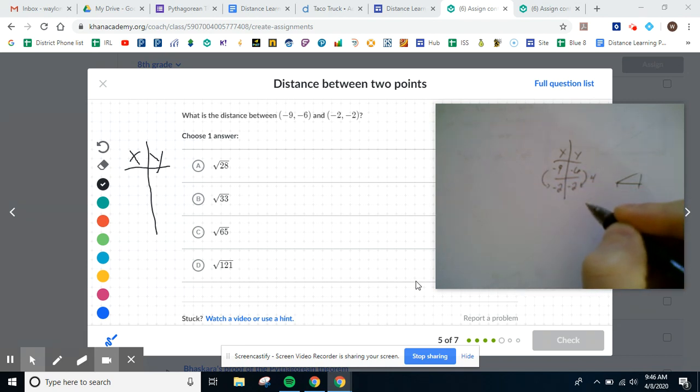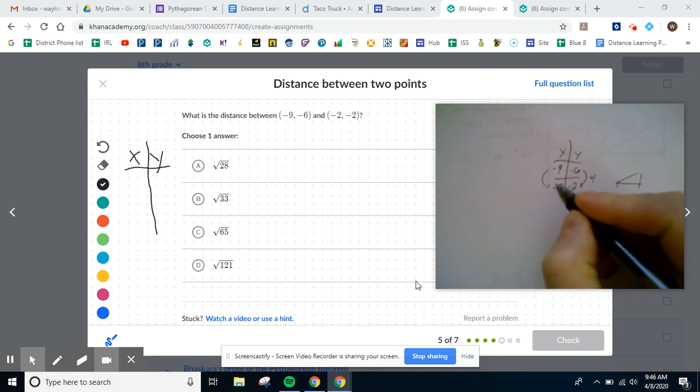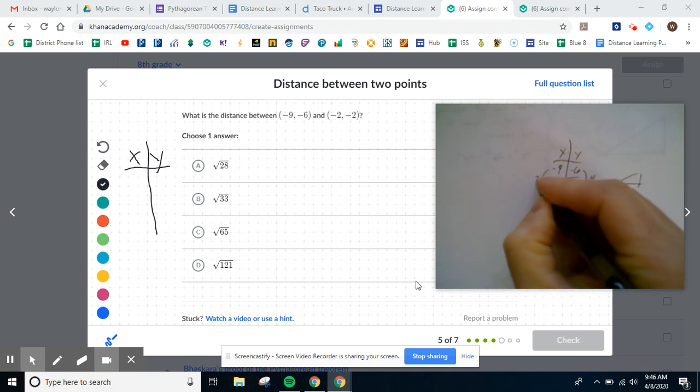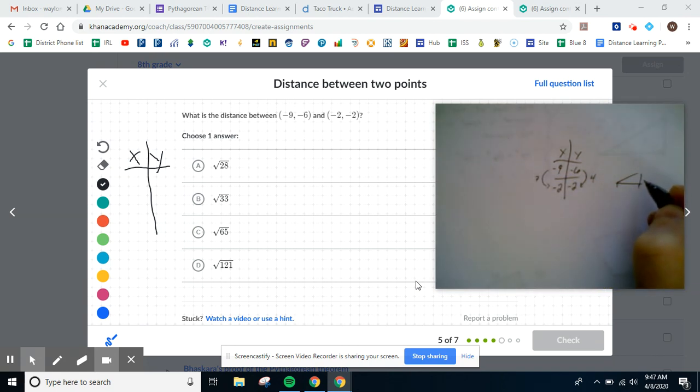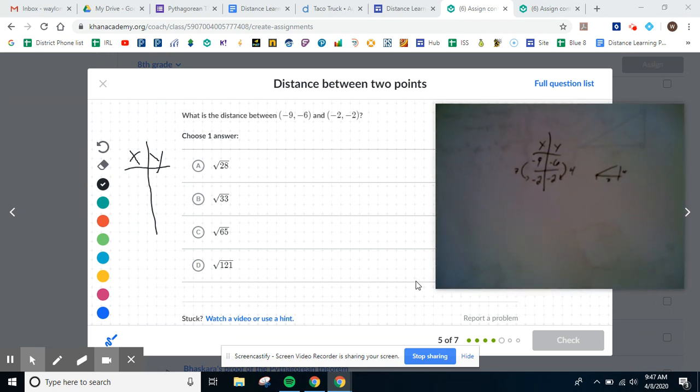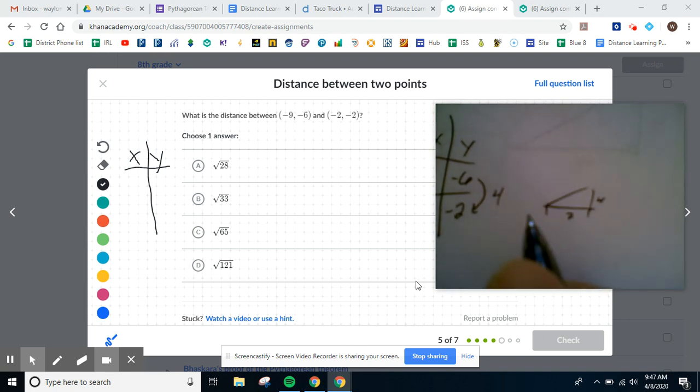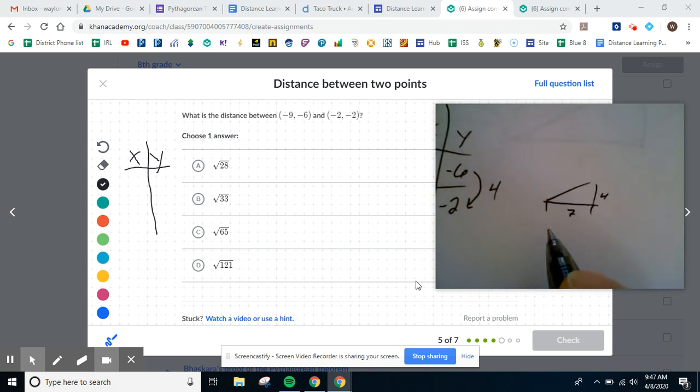And then the change here from -9 to -2, again, it doesn't matter up or down. We're just saying the difference between these two is 7. So on this triangle, one of the side lengths would be 4 and the other one would be 7. Let me zoom in on that a little bit since I'm writing so small. And then from here, all we're doing is building our triangle and doing our Pythagorean theorem.